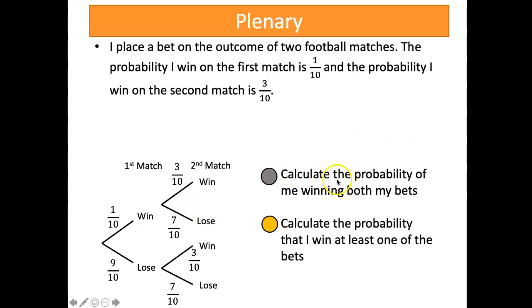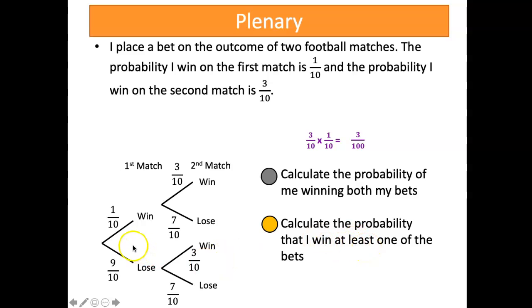Okay, so it says here, calculate the probability of me winning both bets. So we want a win-win. Win-win is this path, 1/10 and 3/10. Whenever it's an AND or compound event, we need to multiply the probabilities of the simple events. So that will be 3 out of 10 multiplied by 1 out of 10. So the probability of winning both matches will be 3 out of 100 or 3%. Okay, so very low.